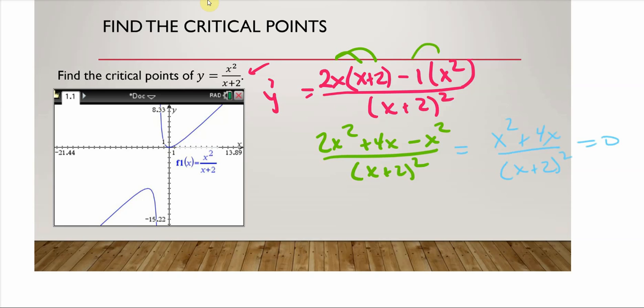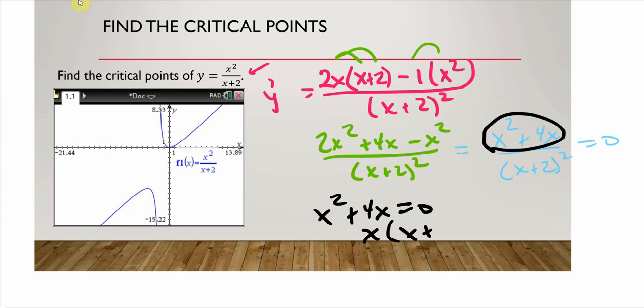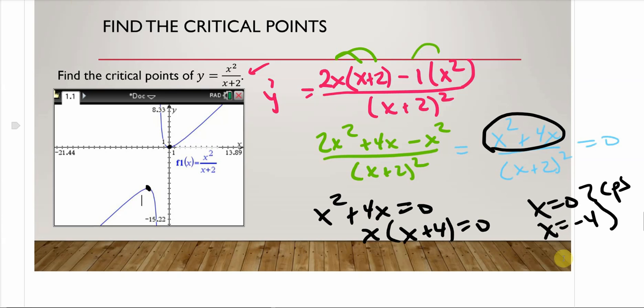So I'm really only concerned with the numerator, because the bottom just tells me where I have an asymptote. So x squared plus 4x is equal to 0. I factor out an x, and I'm going to be left with x plus 4 equal to 0. By using the zero product property, I have x equals 0 as a CP and x equals -4. So these here are my CPs. If I notice, I'm going to have 0 there, and 1, 2, 3, 4, if I come down, there's going to be my 4. Okay. So I found the correct critical points.